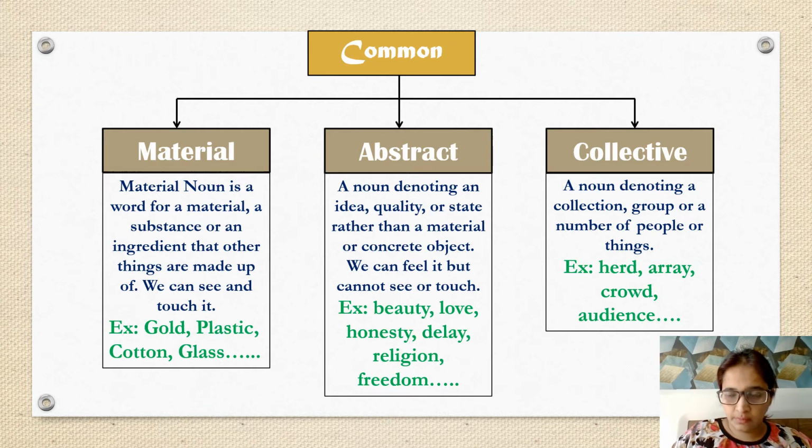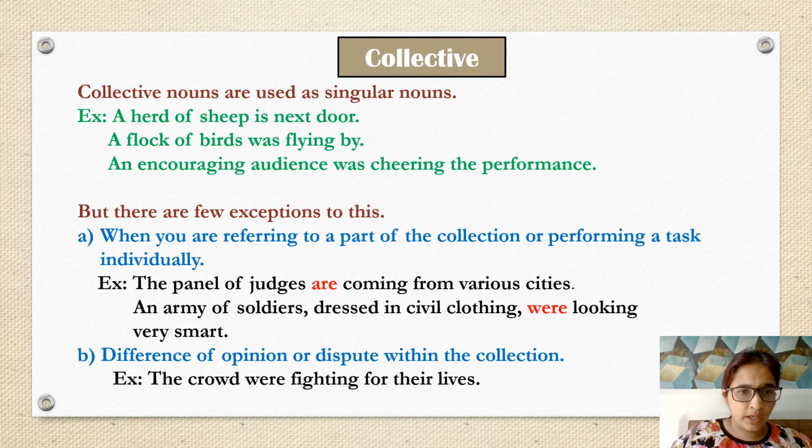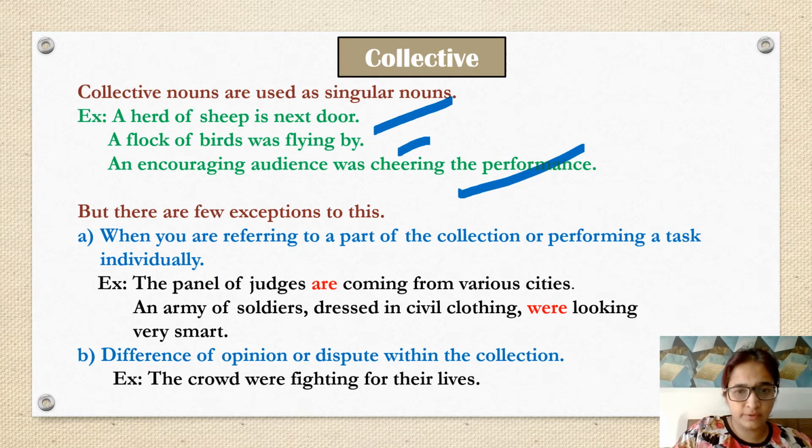But when you come to collective nouns, there are again exceptions. Let's see what those exceptions are. I put a star there, so you will know there is an exception. Let's go ahead and see in detail what they are. Now, collective nouns are used as singular nouns. For example, a herd of sheep, a flock of birds, an encouraging audience was cheering the performance.